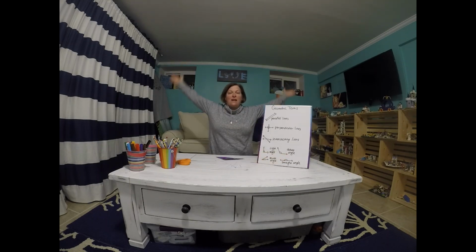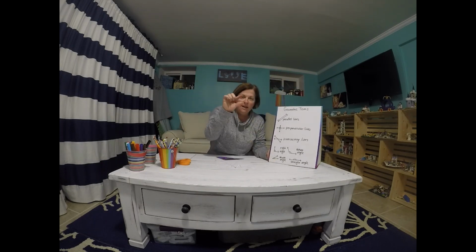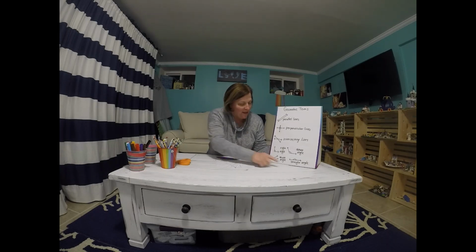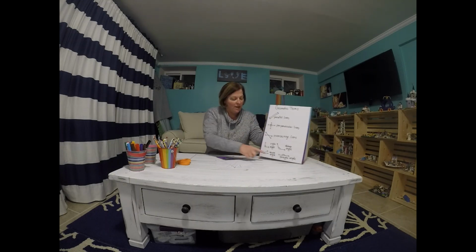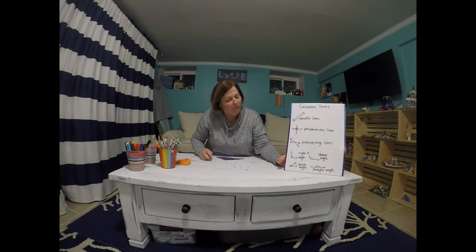An obtuse angle is bigger than 90 degrees. An acute angle is smaller than 90 degrees. It's a cute angle. Ha ha ha, little cute, get it? A straight angle is one that measures exactly 180 degrees. See? And those terms are going to be really, really helpful.